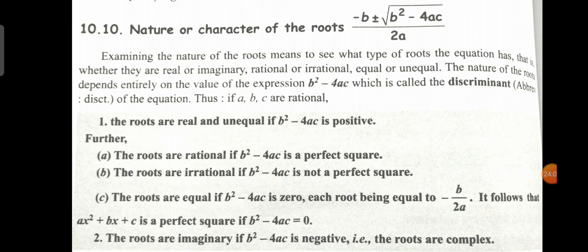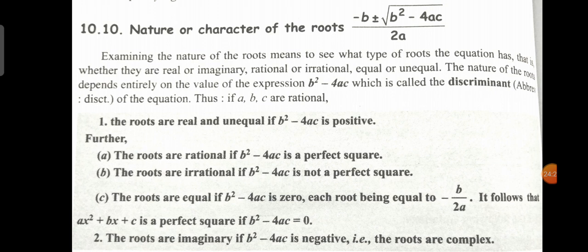The roots are rational if b square minus 4ac is a perfect square. You will get a rational number if, inside the root, b square minus 4ac is a perfect square. If it is not a perfect square, the roots are irrational.